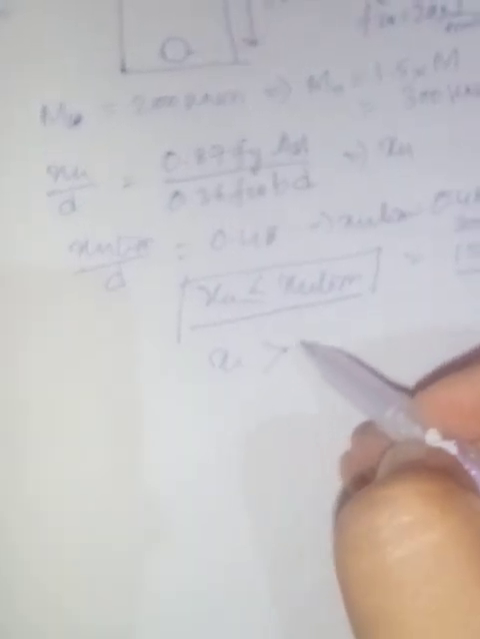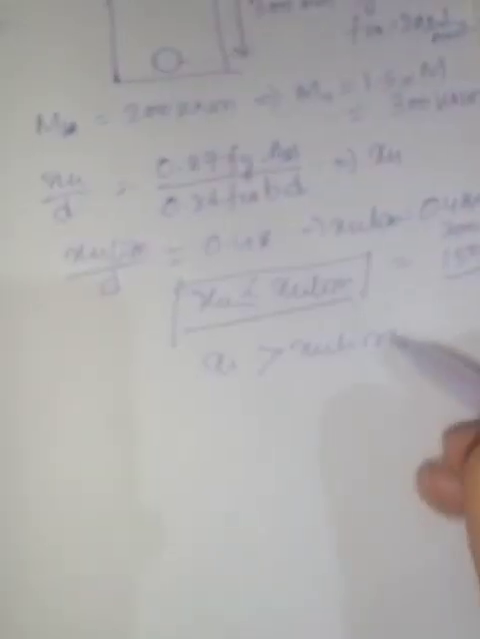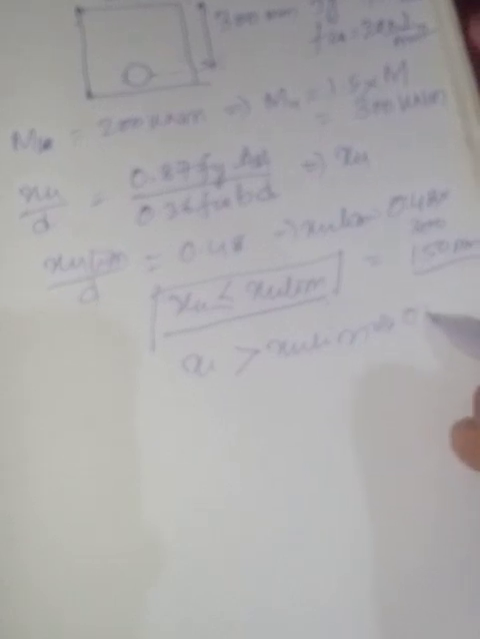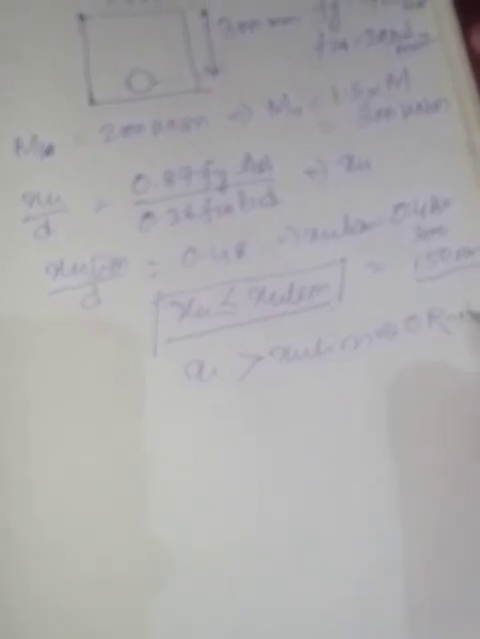Then only the structural element will exist. If XU is greater than XU limit, it means it is over reinforced. Applying for redesign, we will not allow over reinforced because it will fail suddenly. So as per code, over reinforced section is not allowed.